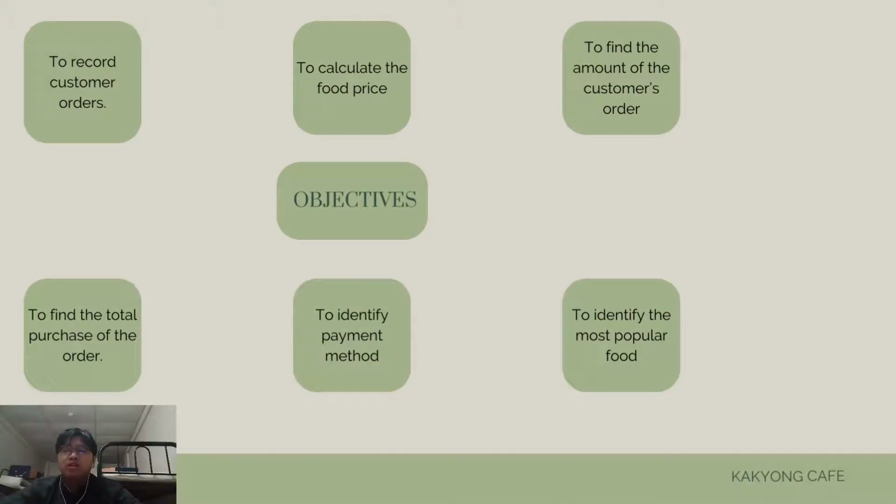Now, let's continue with the objectives of the report. There are 6 objectives that we have in this report. First is to record customer orders. Second is to calculate the food price. Third is to find the amount of the customer's order. Fourth is to find the total purchase of the order. Fifth is to identify the payment method. And last is to identify the most popular food.